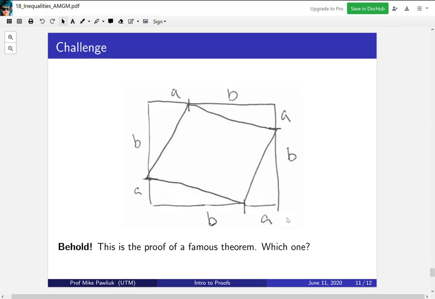As a challenge to you, behold, this picture is basically the proof of a famous theorem. Which one? So this looks a lot like the arithmetic mean, geometric mean setup, but I've drawn diagonals instead of rectangles. So play around with this. It's a proof of a famous theorem, and you know what that famous theorem is.